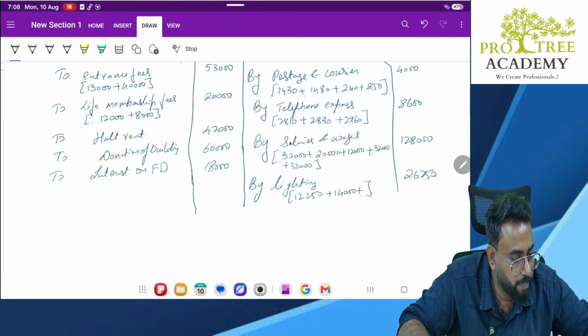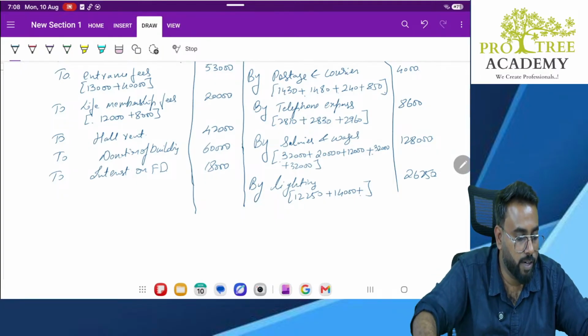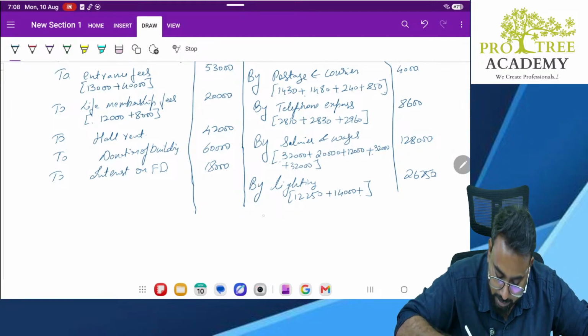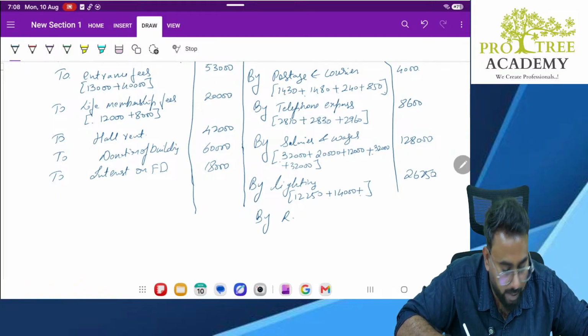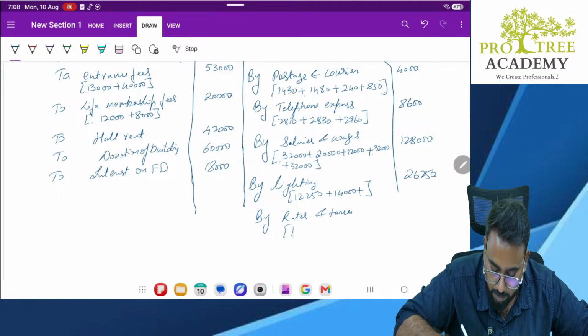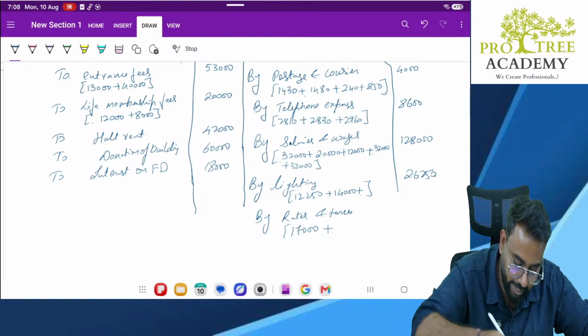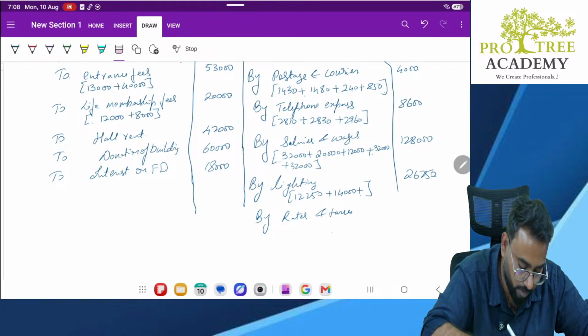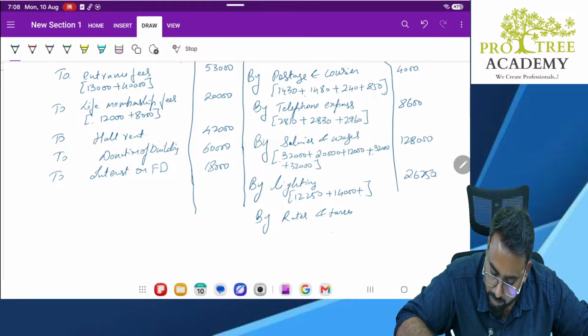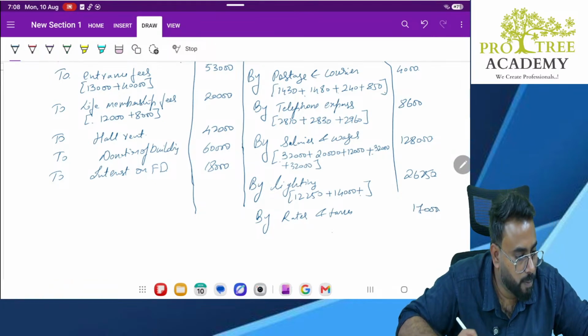So insurance premium done, printing and stationery done, postage courier done, telephone done, wages done. Rates and taxes. By rates and taxes. How much? 17,000 plus anything else? Rates and taxes, nothing. Only 17,000. So directly we can write it here only. 17,000. Okay.